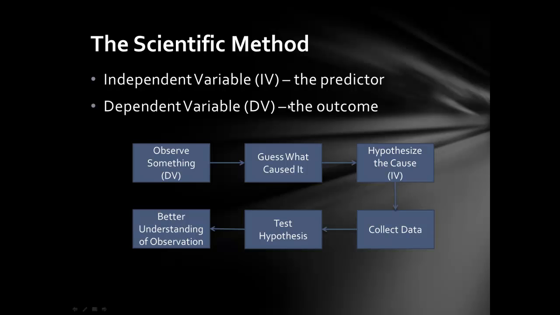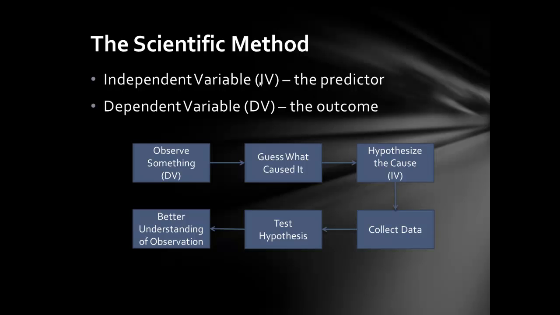So the independent variable is the predictor. This is the hypothesized predictor of some sort of outcome, which is the dependent variable. The independent variable is usually what's manipulated by the researcher or the basis for different groups, whereas the dependent variable is usually what's actually measured by the researcher.